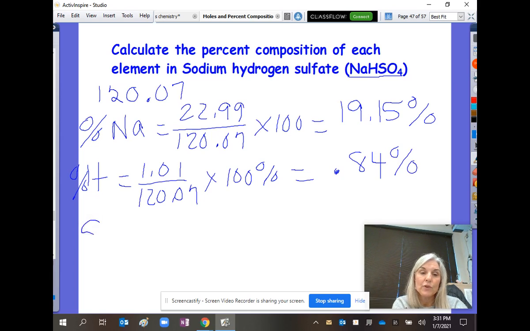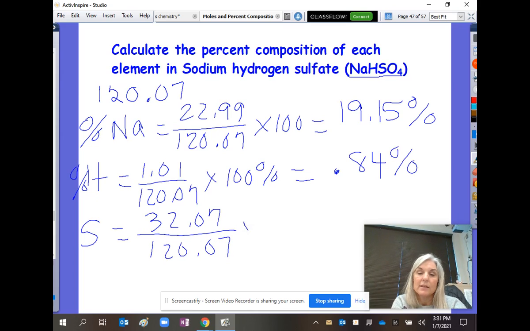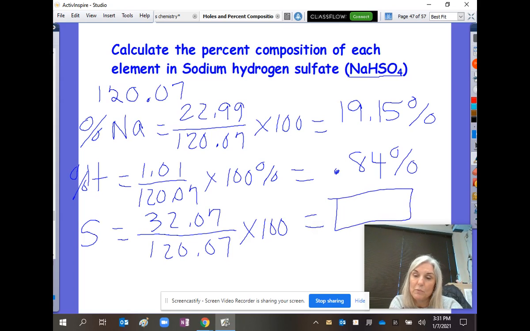And then for sulfur, sulfur has an average atomic mass of 32.07, and it's only 1, so we're going to keep that over the total molar mass times 100, and then that gives you your answer, which you'll write for Ed in the Ed puzzle. And then the last is oxygen, percent of oxygen. And then you're going to set that one up and find the answer for that one.